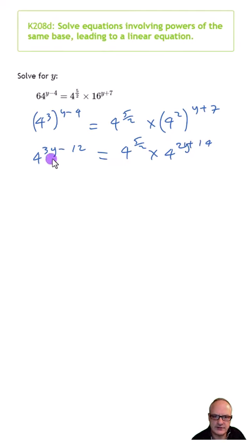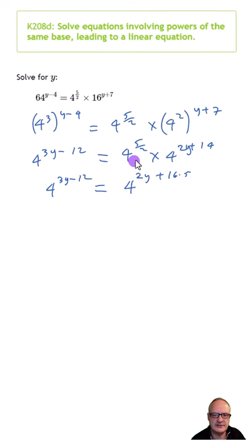And then we want to combine these two, because what we want is 4 to the power of something equals 4 to the power of something, and then it becomes easy to solve. So when we are timesing these, we must add our indices. We must add 5 over 2 to this. So we're going to get 4 to the power of 2y, 5 over 2 added on to 14. Well, 5 over 2 is just 2.5. I think most students would rather write 16.5 than that as a fraction. So we've got 4 to the power of all of this, equals 4 to the power of this.